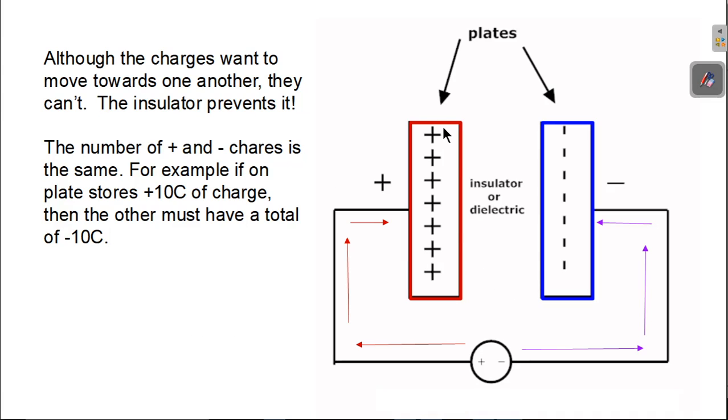Another thing you need to know, at least for this course: if you have a plate that's charged with 10 coulombs that are positive, then the negative plate needs to be charged with negative 10 coulombs. For this course, if they give you a positive plate that is charged with 10 positive coulombs, then you know that the negative plate is charged with negative 10 coulombs.